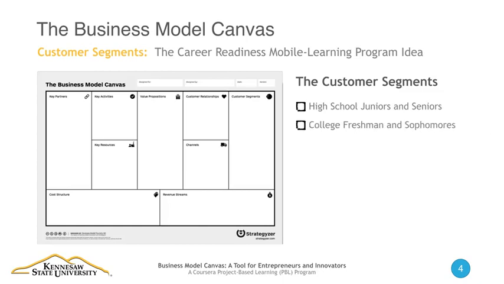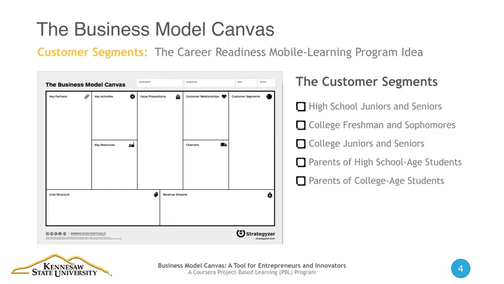Customer segment number 2, college freshmen and sophomores, are another possible customer segment, as well as college juniors and seniors. Perhaps it's at this stage that a young person is most open to career planning advice. Customer segment number 4, parents of high school students. The thinking is that maybe the parents of the students, instead of the students themselves, might be a more profitable, more motivated customer segment. Therefore, parents of college-age students would be customer segment number 5.